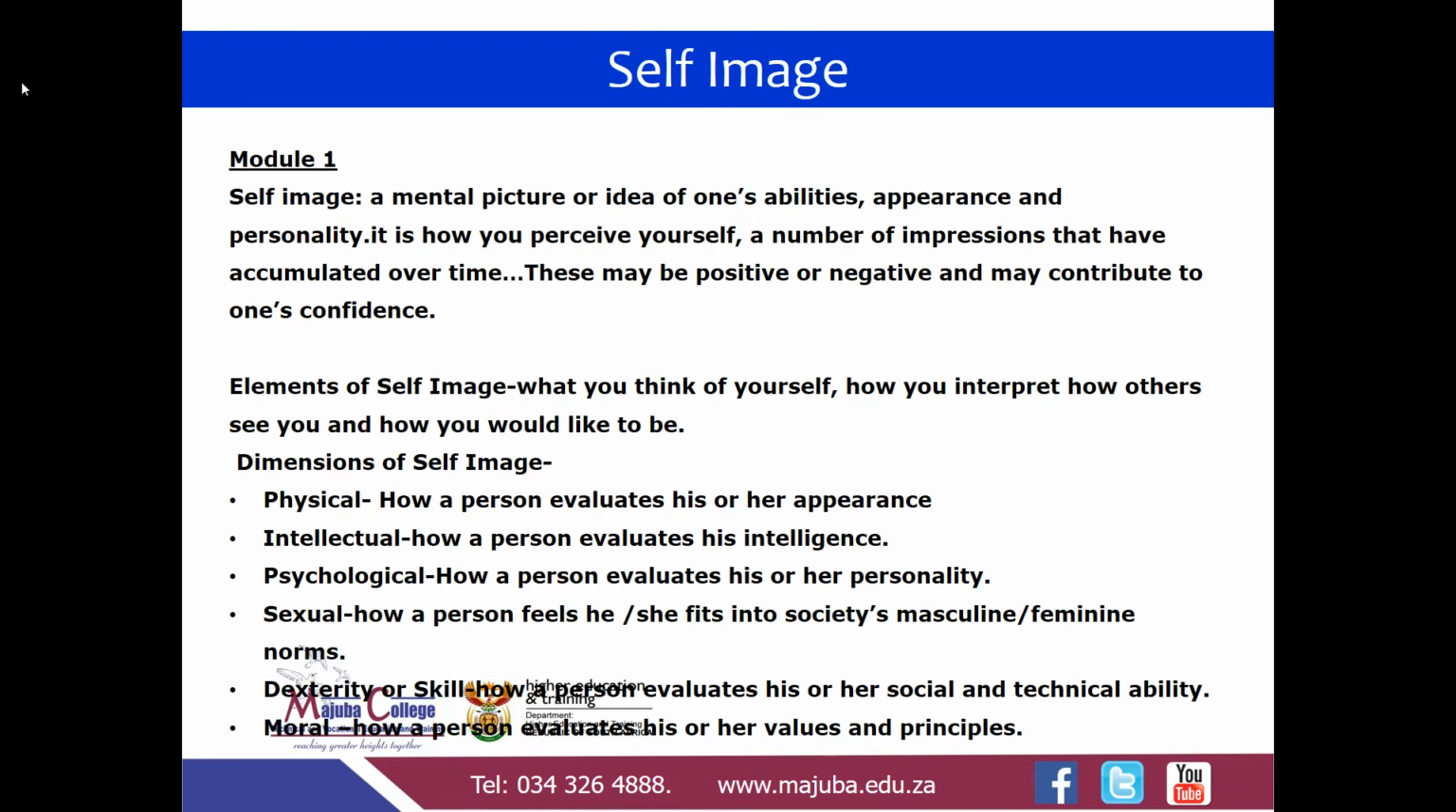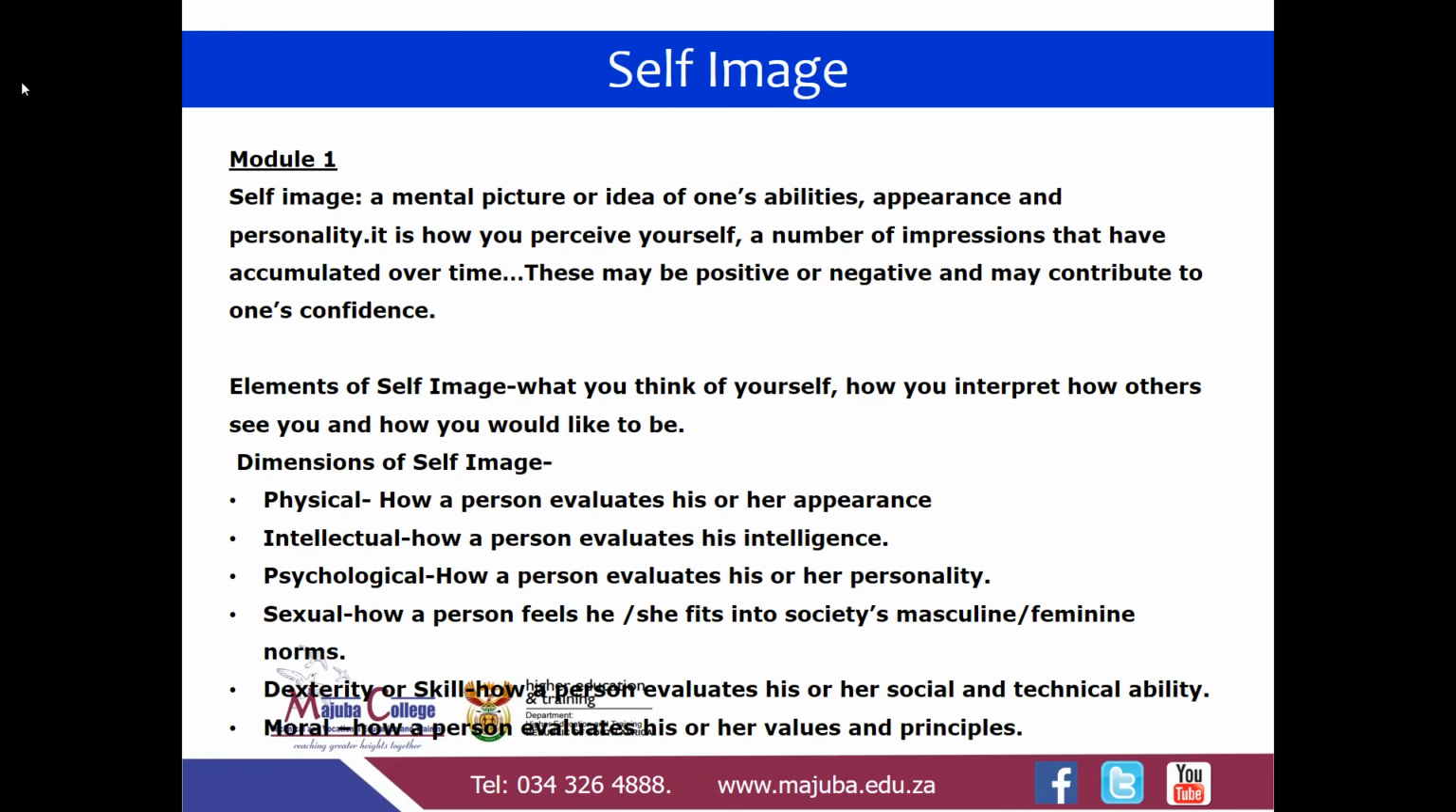Then this other one, the psychological dimension, how a person evaluates his or her personality. We've got different people. We have other people who are very quiet and also shy. We call those people introverts. And you also have people that have a bubbly personality and are outgoing and sociable, and these we call extroverts. So all these dimensions play a very important role towards self-image.